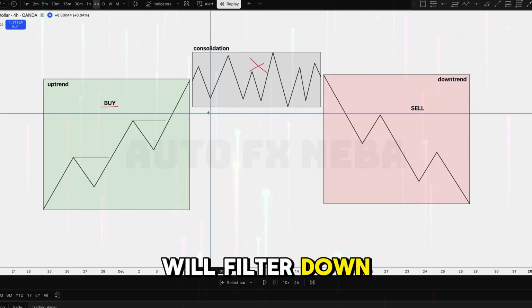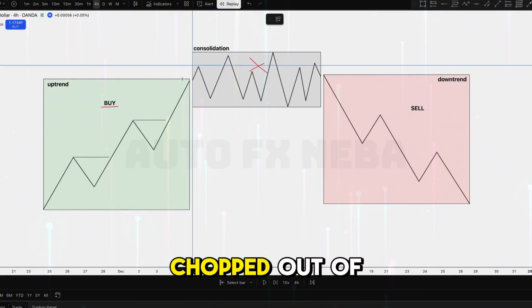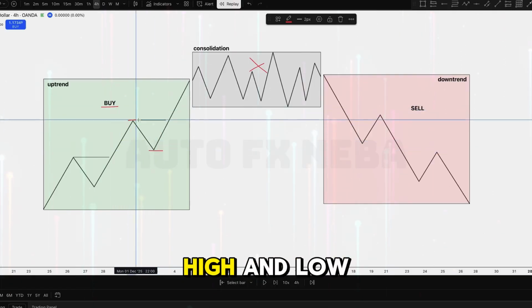This, of course, will filter down the trades you take. You're not going to be taking trades against the trend. You're not going to be getting endlessly chopped out of trades. You are only buying when the conditions tell you to buy, based on this high and low structure.